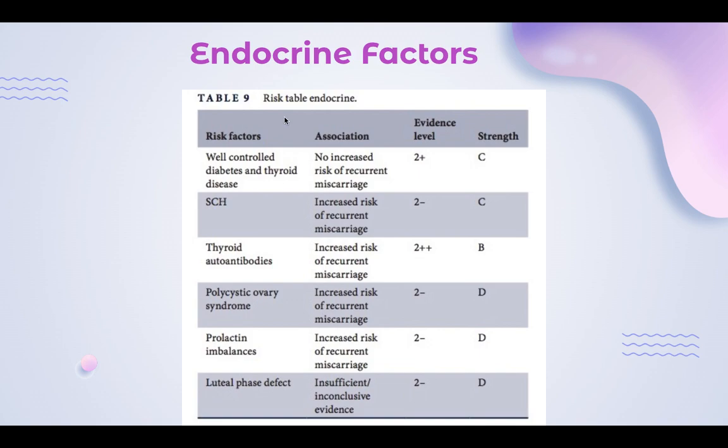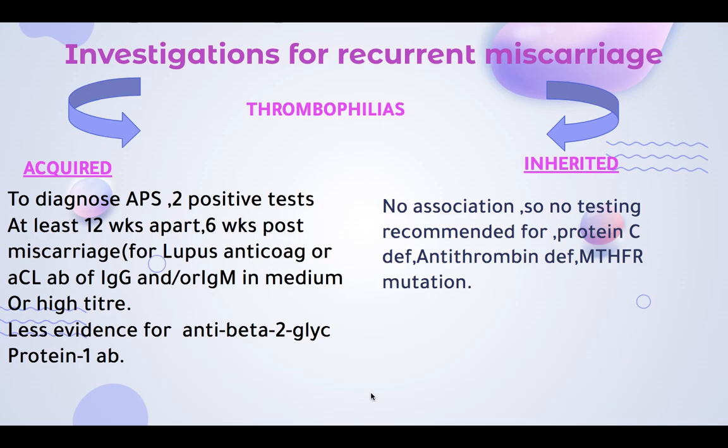Up till now, from the endocrine factors, what we have learned is that subclinical hypothyroidism and thyroid autoantibodies both increase the risk of recurrent miscarriages, right? Polycystic ovarian syndrome increases the risk of miscarriages, but that is not discussed in detail in this guideline, and no other management strategies have yet been recommended. Prolactin imbalance increases the risk of recurrent miscarriage. Luteal phase defects, like luteal phase deficiency and progesterone deficiency, have inconclusive evidence up till now.